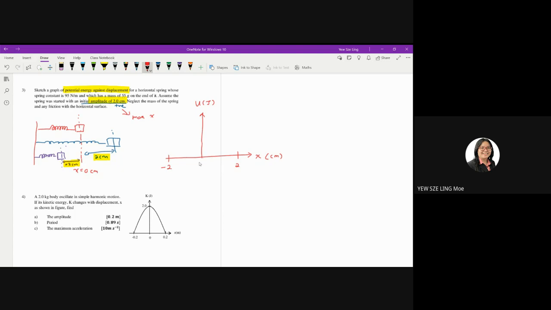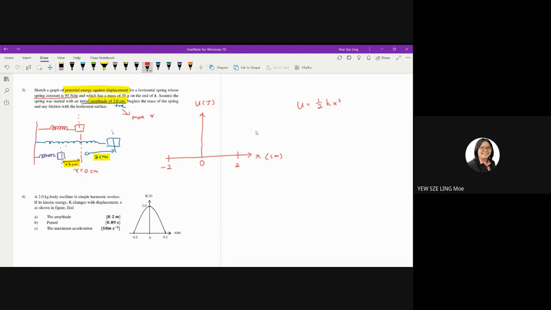Now, how about the label along the y component? Well, we do have a 0 here. But how about the maximum value? That is the thing that you need to calculate. Can you calculate it? Yes, you can. You have enough information, right? So for U, the equation is U equals 1 over 2. Now, you are given the spring constant, so you choose the equation with the spring constant. So U equals 1 over 2 kx squared.